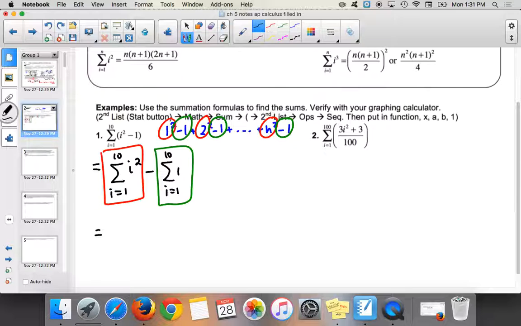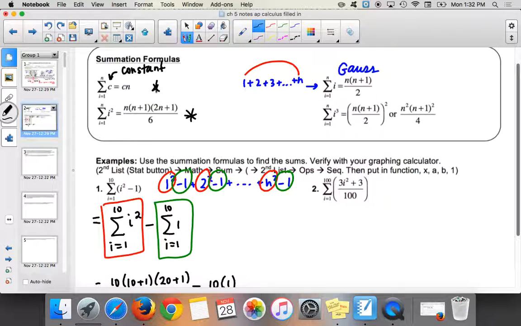All right, so if I have the summation from i equals 1 to 10 of i squared, that's using the formula up at the top. So if I have the summation of i squared, it is N times N plus 1 times 2N plus 1 all over 6. What's N in this case? 10, right? So I'm going to do 10 times 10 plus 1 times 20 plus 1 all over 6, minus 10. And what's the next one? Well, it's 1 added to itself 10 times. 1 plus 1 plus 1 plus 1, 10 times. So what do I get? 10. That was from the other formula, the summation of C.